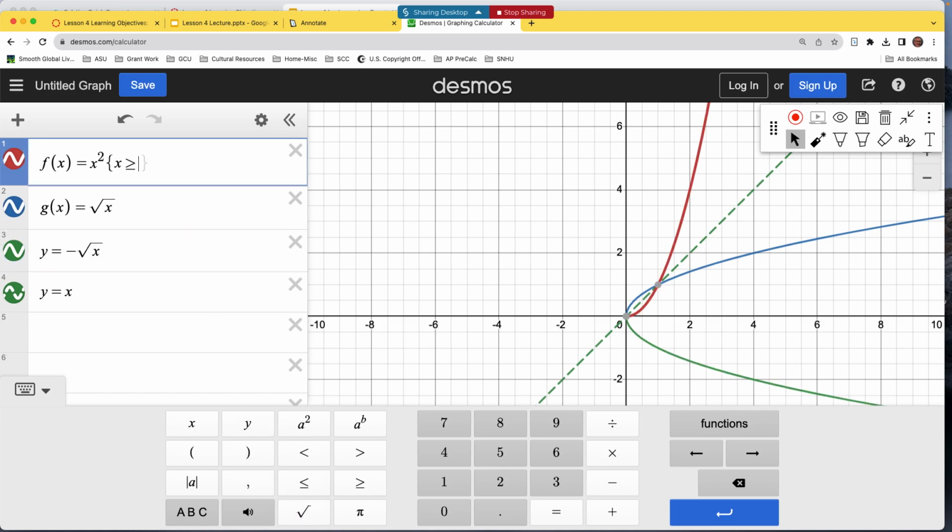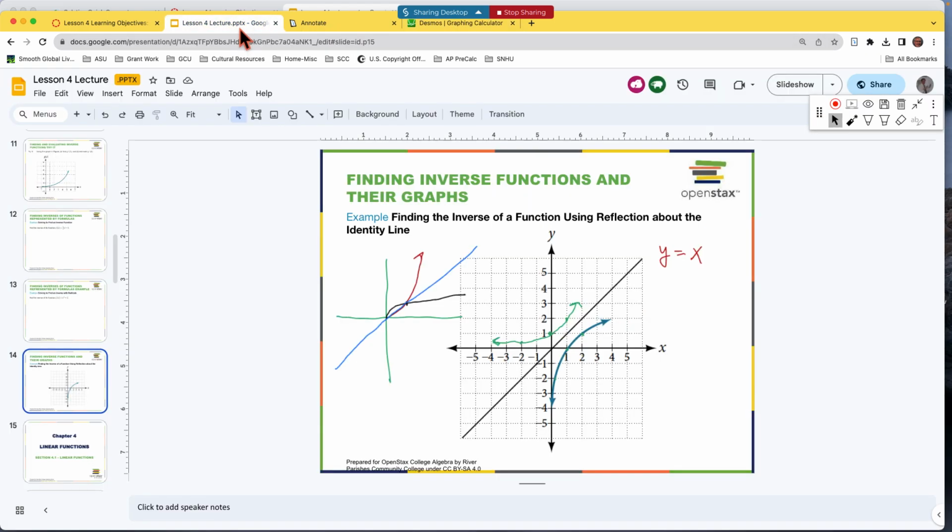And so if you don't restrict the domain, you could think in those terms, but the new inverse is not a function. Does that make sense? Yeah. Okay, so it's kind of a technicality, but an important one. Okay.